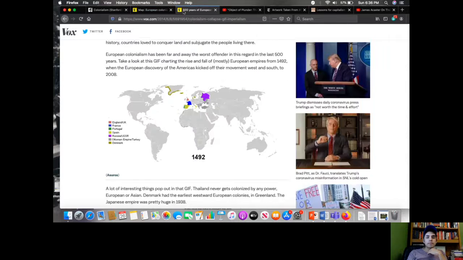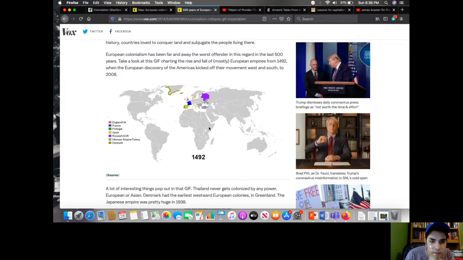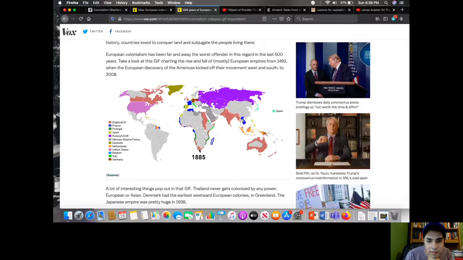What does this look like? This is a more dynamic map that shows how European colonialism and imperialism existed at different time frames. It's a really fascinating map that gets at how vast this was. So you can see here in 1492, it covers the Americas, and then Portugal was on the outside of Africa. This vastly changes in the mid 1800s.